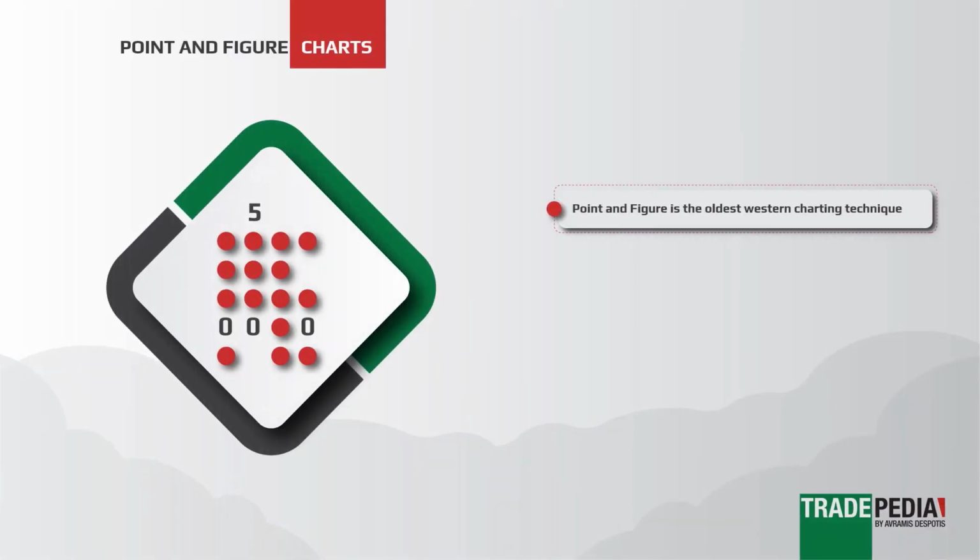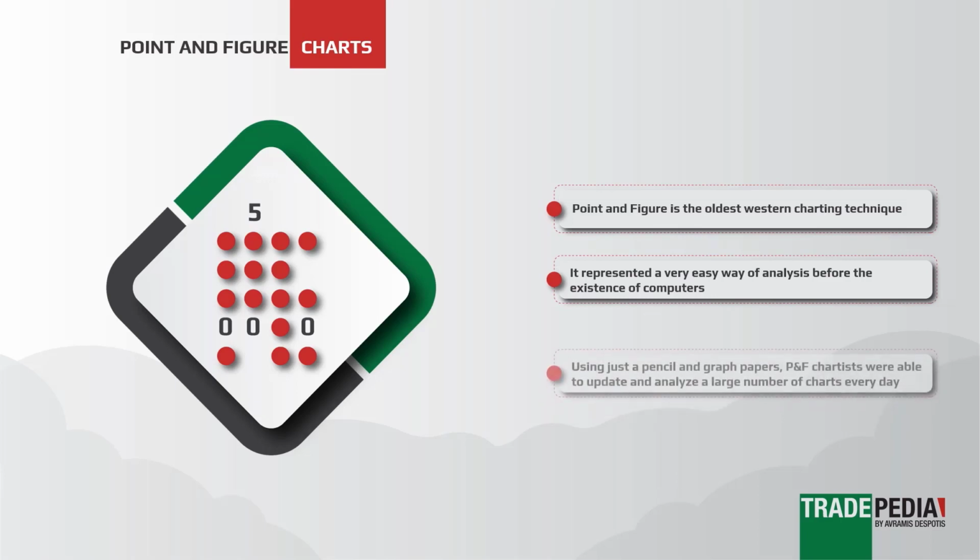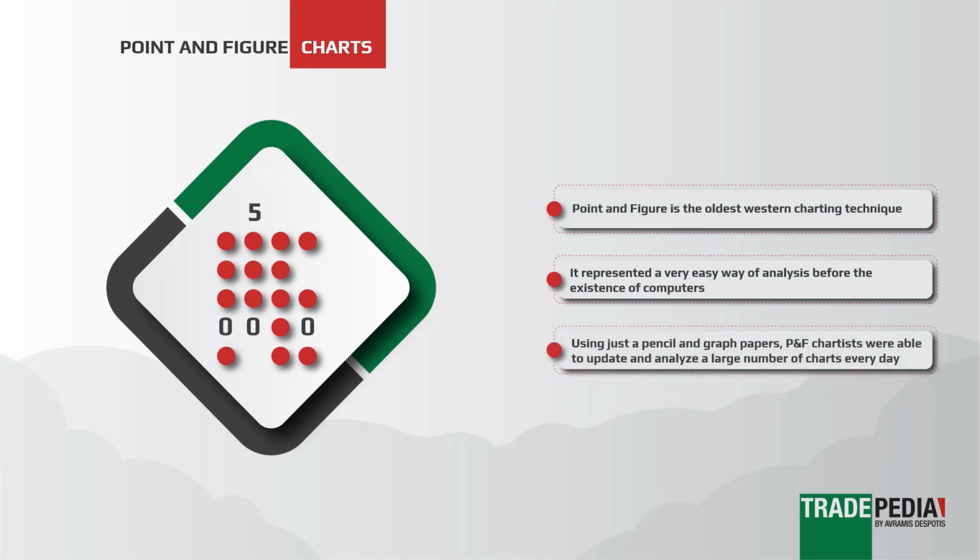Point and figure is the oldest Western charting technique. It represented a very easy way of analysis before the existence of computers. Using just a pencil and graph papers, point and figure chartists were able to update and analyze a large number of charts every day.